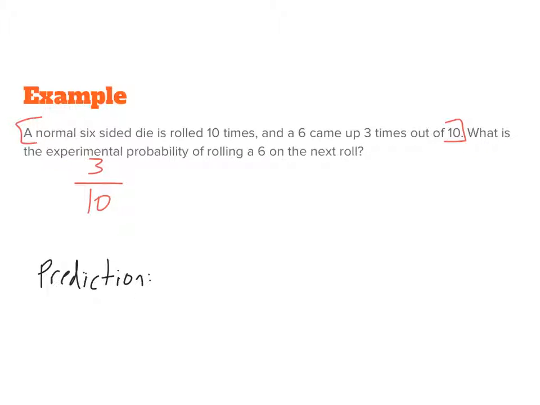Another thing we can do with experimental probability is make predictions. So instead of just finding the probability on the next roll, we could say on 100 rolls, how many 6s will be rolled?